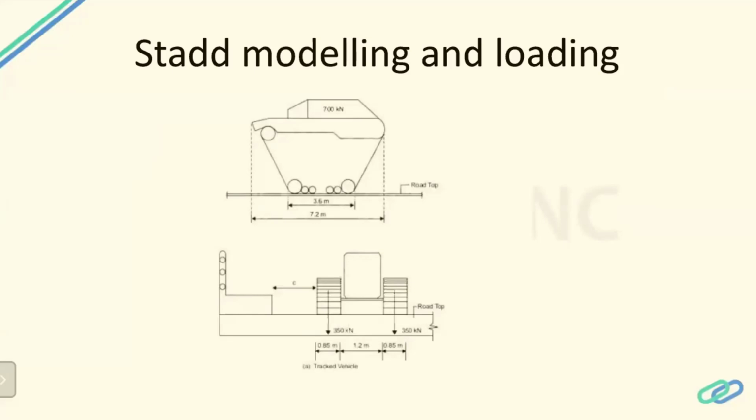So the distance between that axle, you can see that it's 2 meter plus 0.85 plus 0.85, that is the half of the 0.85, you will get that axle to axle distance, that is 2.05. 0.85 divided by 2 plus 1.2 plus 0.85 divided by 2. So this is applied in the same way in the STAAD model.